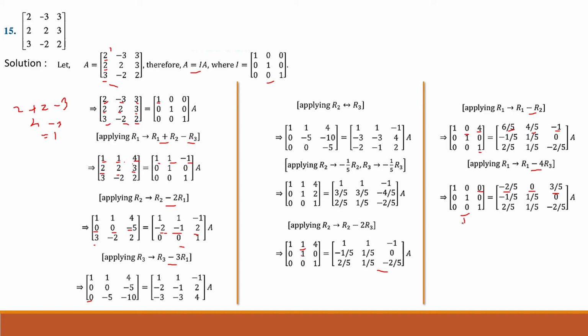So our matrix A has been transformed into an identity matrix. So hence our A inverse for this matrix A is this. You can pause the video to note this down.